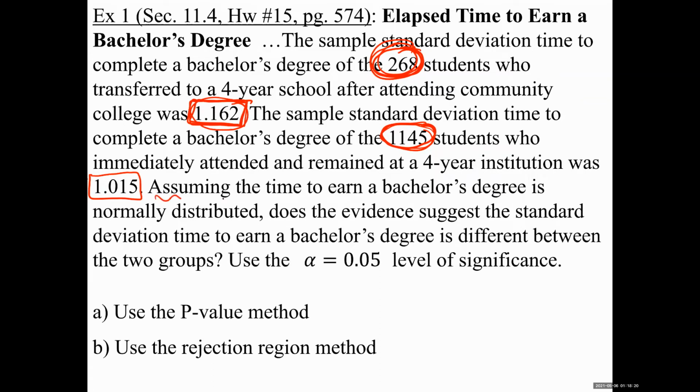This sentence you don't have to worry about. Assuming the time to earn a bachelor's degree is normally distributed. They're just saying that to let you know, hey, the condition, the central limit theorem condition is satisfied. Once in a while, they'll put that in the problem. And sometimes they won't, and again, we'll assume it even if they don't. So you don't have to worry about that sentence. Okay, and then they say use the p-value method, use the rejection region method.